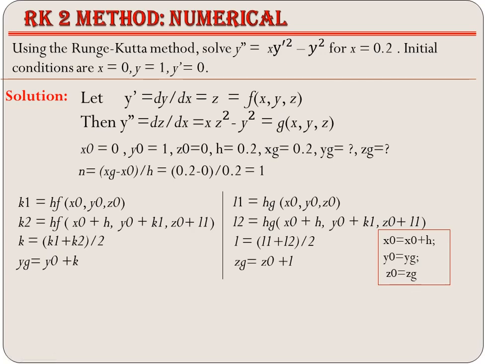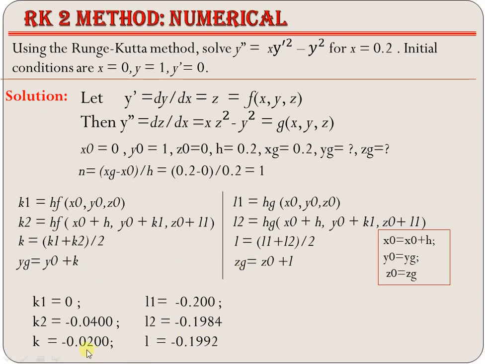For this numerical when we put the different values we get the result k1 is equal to 0 and l1 is equal to minus 0.2000, then k2 is minus 0.0400 and l2 is minus 0.1984. When we put the values of k1, k2 and l1, l2 in the formulas of k and l, we get the values of k as minus 0.0200 and l as minus 0.1992.